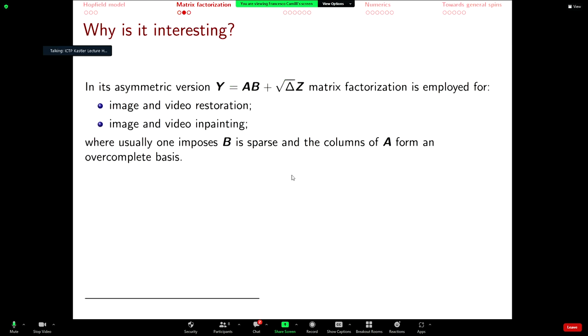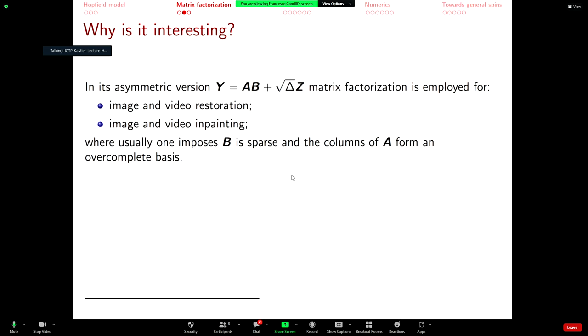All right, so why is it interesting? Well, I will fly quickly again on this because I'm no expert of this, but it just helps me give a bit of motivation. So in its asymmetric version, which will be the official one, let's say, matrix factorization is employed in image and video restoration, for instance, and inpainting. So it is usually used to fill in matrices where you miss elements or to reconstruct them.